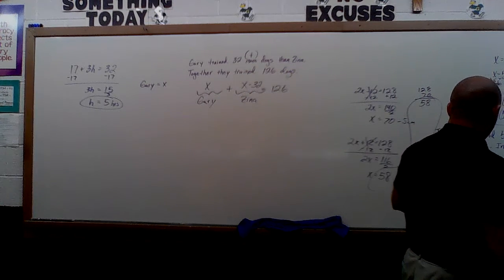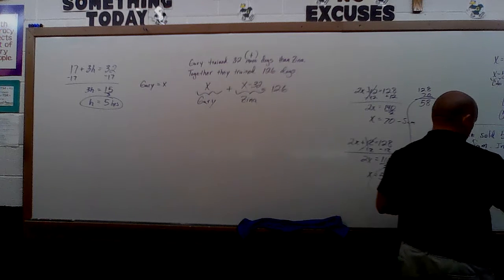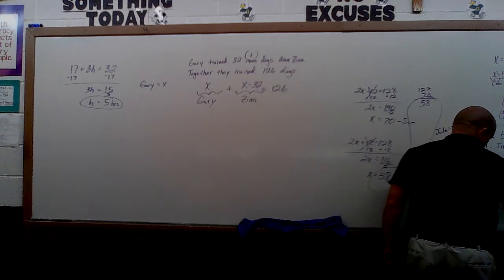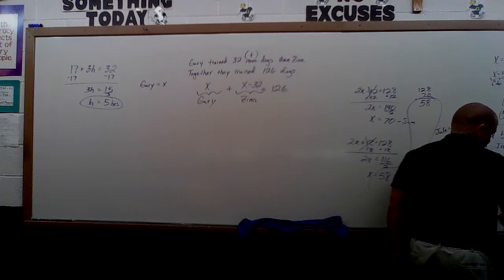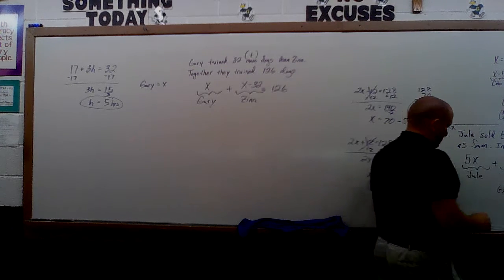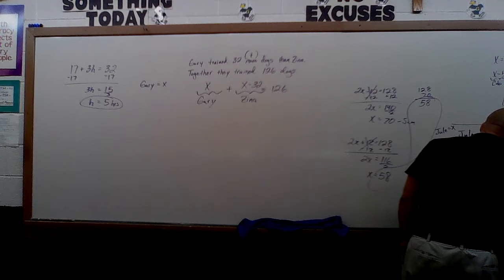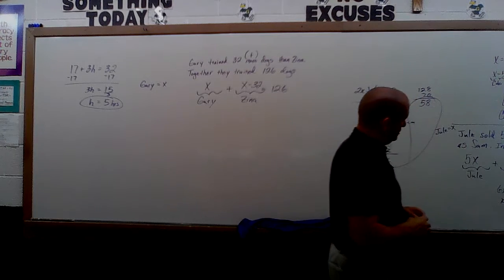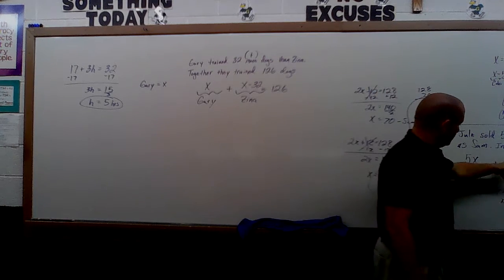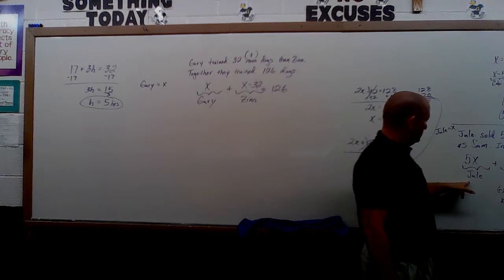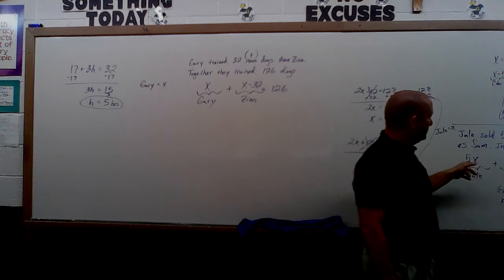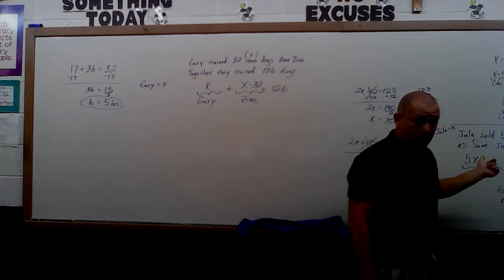Would you add the X and the X first? Yep. So I'm going to say 6x is equal to 78. Then I'm going to divide. So x is what? 13. So if Sam did 13, how many did Jules do? 13 times 5, because it was 5 times more, right?